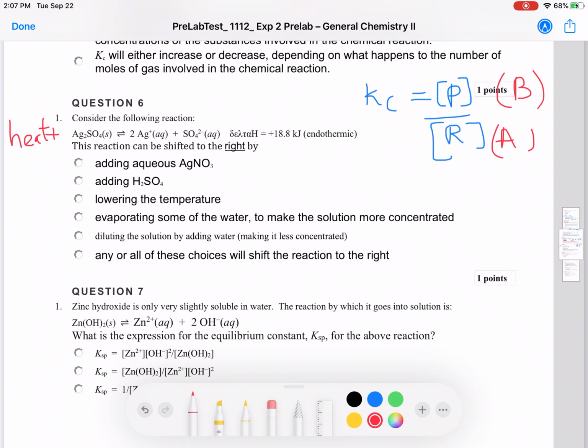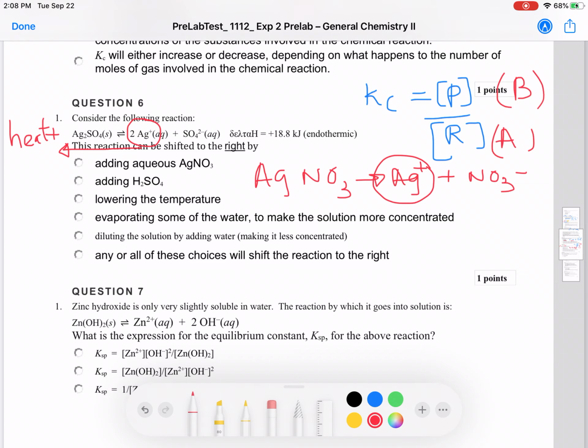So silver nitrate is a strong electrolyte. It is going to dissociate into silver ions and nitrate ions. So we are adding more of the silver ions to this solution if you add silver nitrate, meaning we are adding more of one of the products. So if you have more of the products, what's going to happen? Is it going to go towards the right side, or will these added silver ions combine with sulfate to make more of the silver sulfate? So by adding silver nitrate, it would make the reaction go more towards the reactants, meaning it goes to the left side, not the right side.